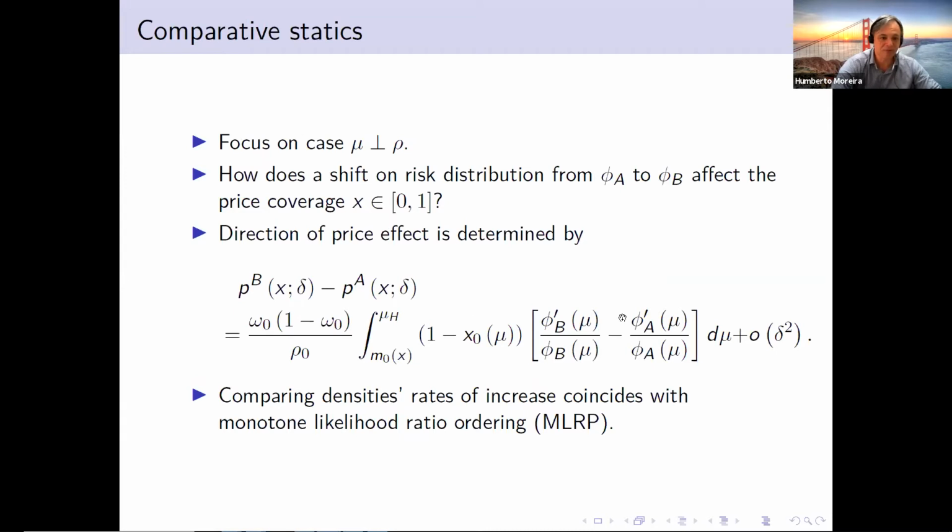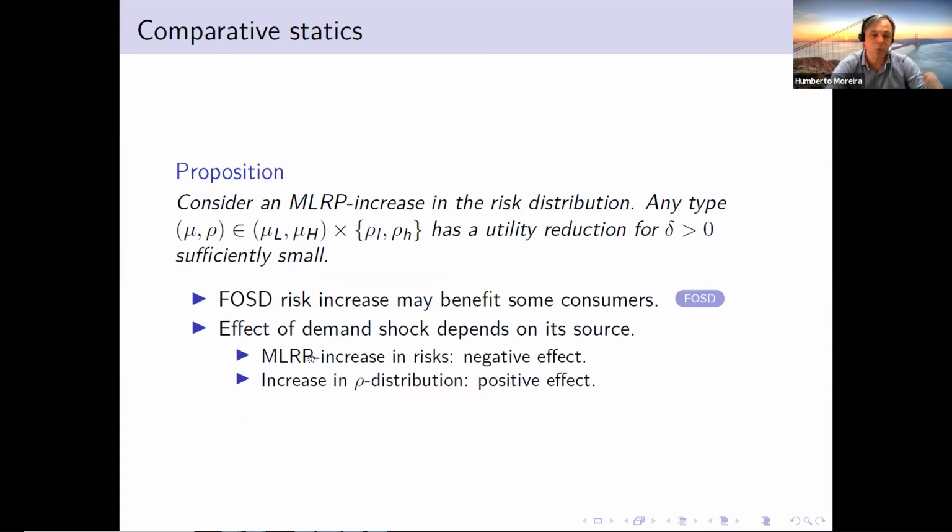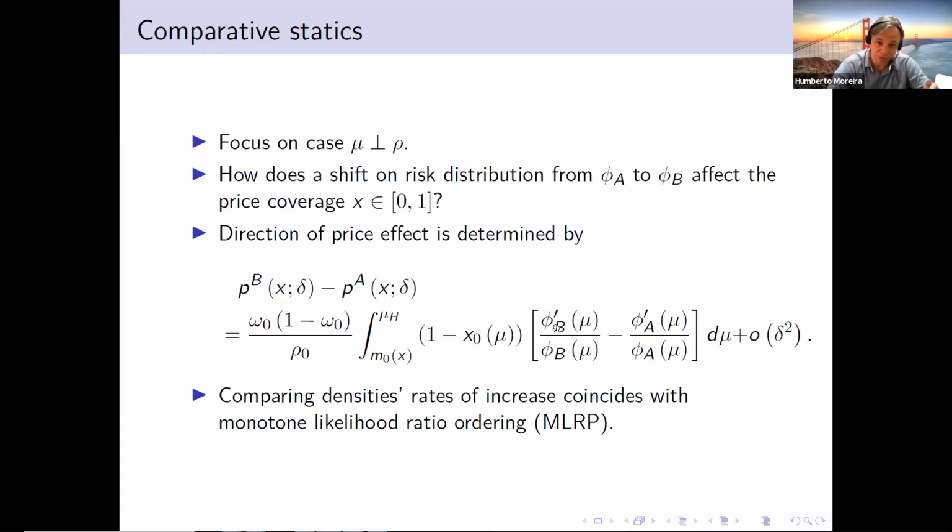In terms of the comparative statics, if you go back again to the formula I presented before, the second order approximation, you're going to see that mechanically, if you compare two risk distributions, the comparison in the end of the day is going to be given by the hazard rate comparison between these two distributions, family B and family A. So suppose that you increase the risk in terms of log likelihood, then it's mechanical that the price is going to go up, right? That's essentially the thing.